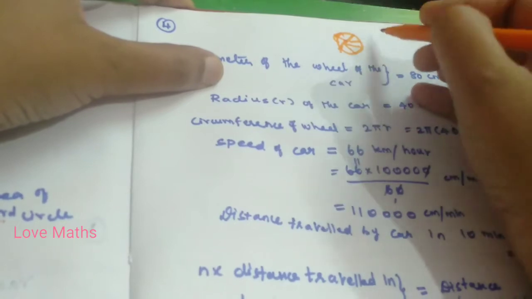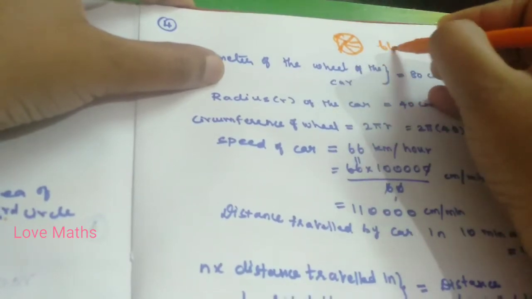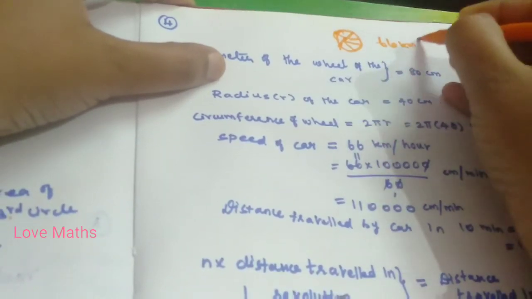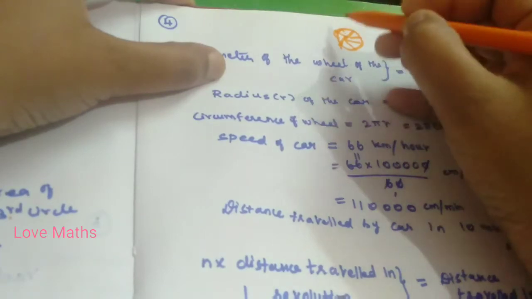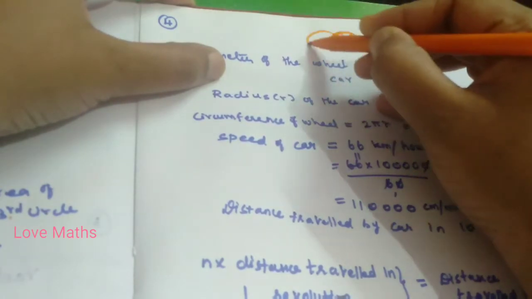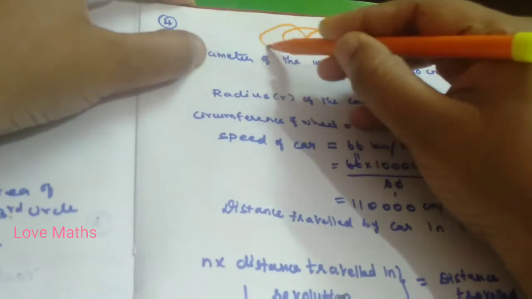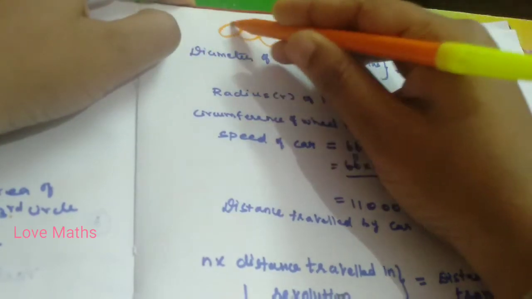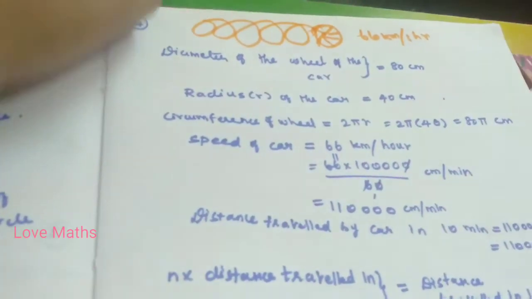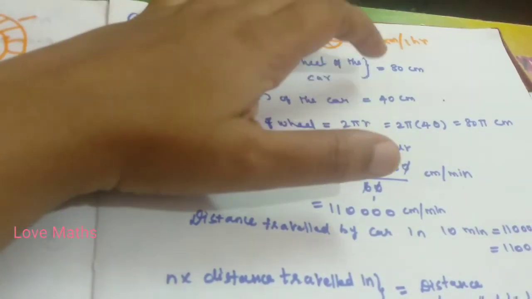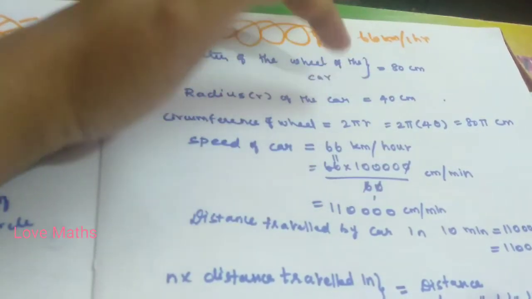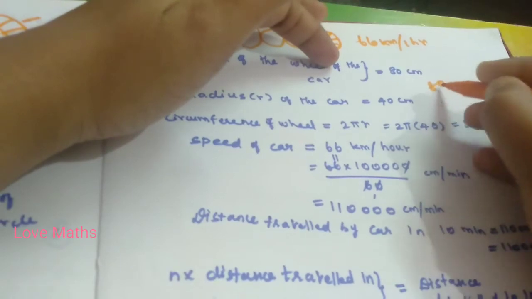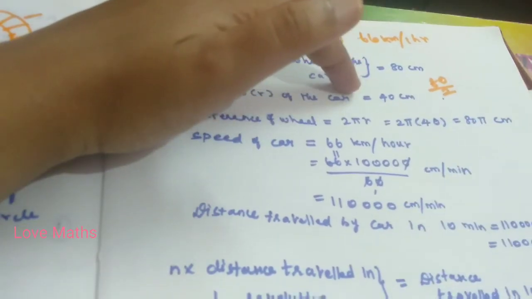So per kilometer, 66 kilometer per 1 hour means in 10 minutes, how many rotations like this? How many times will the wheel rotate? First, the diameter of the wheel of the car is 80. So diameter 80 means we know the radius: 80 by 2, so the radius is 40.